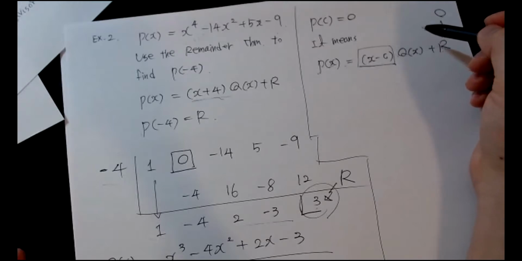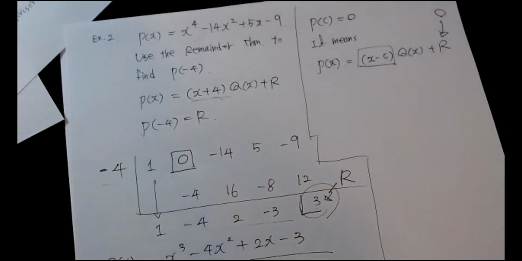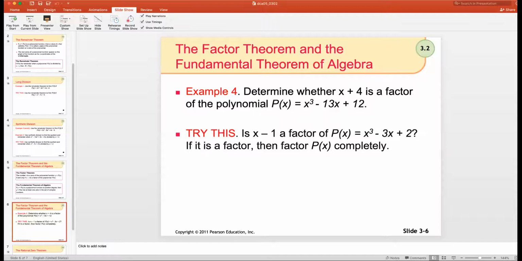The factor theorem can be used to figure out whether or not x minus c is a factor. See this example. Example 4: determine whether x plus 4 is a factor of the polynomial. How can you figure that out? You divide p of x by x plus 4, and if the remainder equals 0, then by the factor theorem, x plus 4 must be a factor. So let's solve example 4.